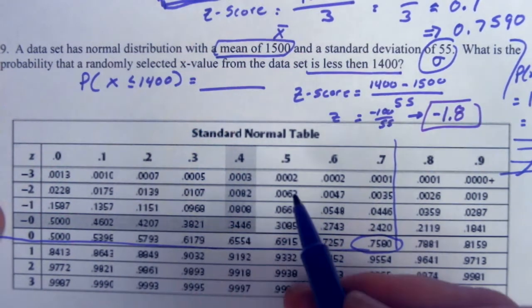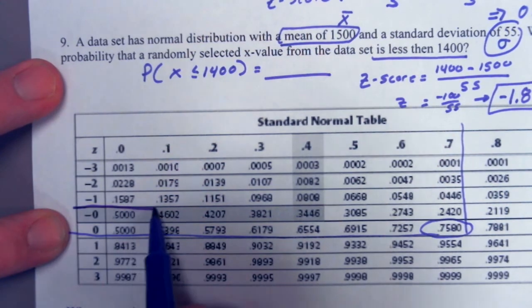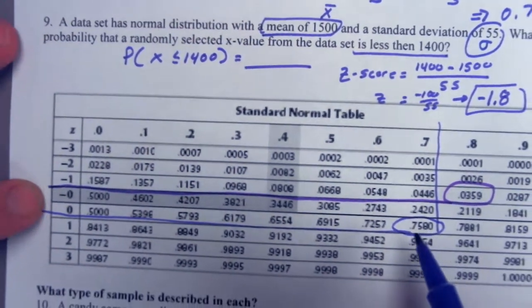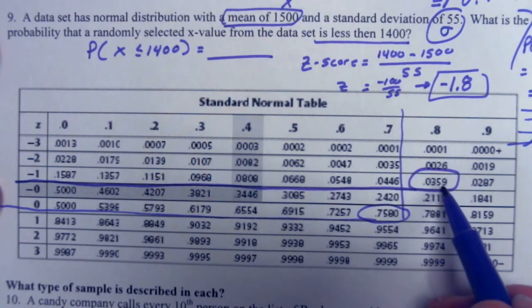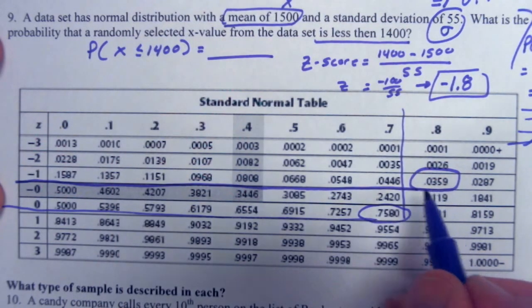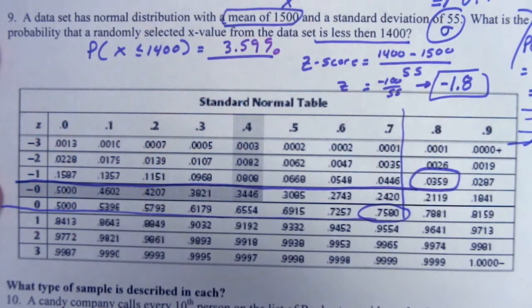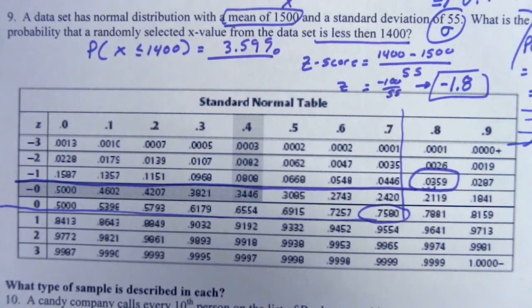All right, then you look on the table, negative 1 all the way over to 0.8, and this will actually be on your test. You read that value, 0.0359. So multiply that by 100, 3.59, to make it a percent. We'll just move the decimal 2 places to make that a percent. So there's a 3.59% chance of that being less than or equal to 1400.